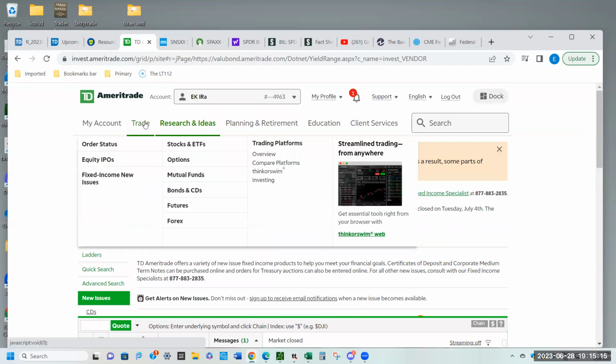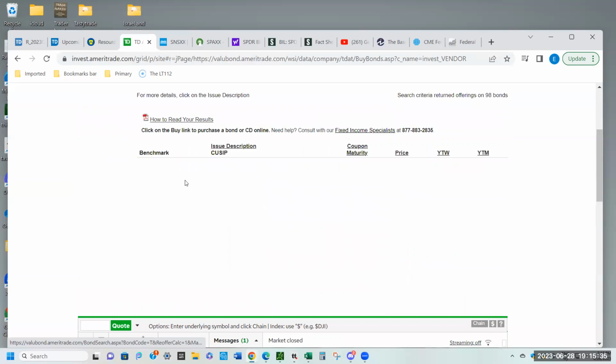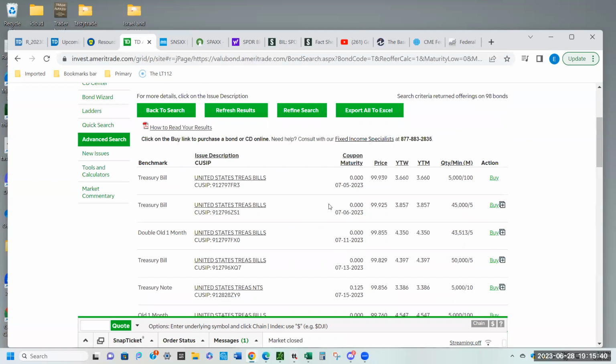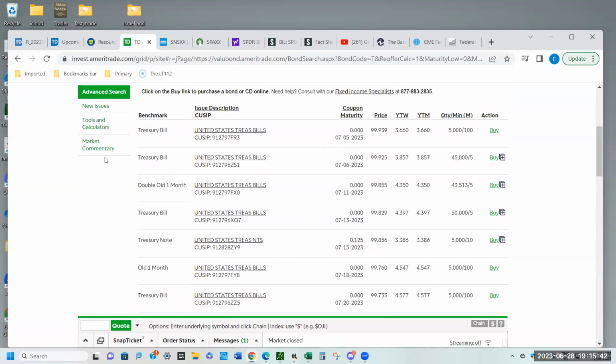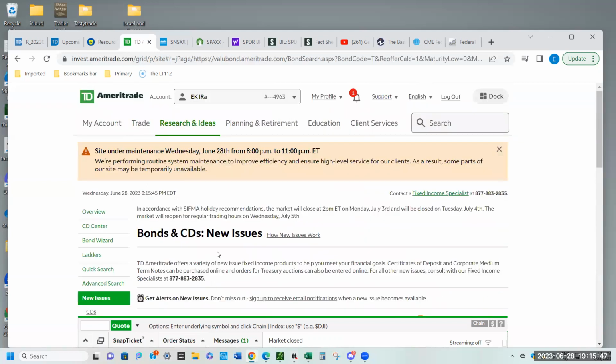You can get there a number of ways. So you can go to the trade, fixed income new. For whatever reason, I usually go to bonds and CDs, and then I go to treasuries, and then I click over on the 0 to 1 year time frame because that's mostly what I'm interested in. And it shows me these are the secondary market rates, and we'll go through that in a minute. Here's the new issues section. You just click on the new issues button.